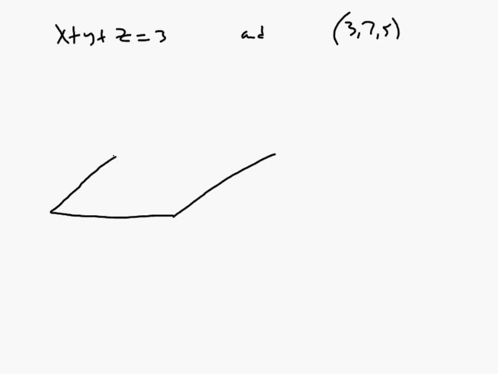So let's continue. Let's consider this another way. Again, here's the problem we're looking at: x plus y plus z equals 3, and the point (3, 7, 5). And we're asking to find the distance. So we're going to think about this now in a different way. All right? So here's that plane again. Okay. Now, somewhere above this plane floating in space is the point.